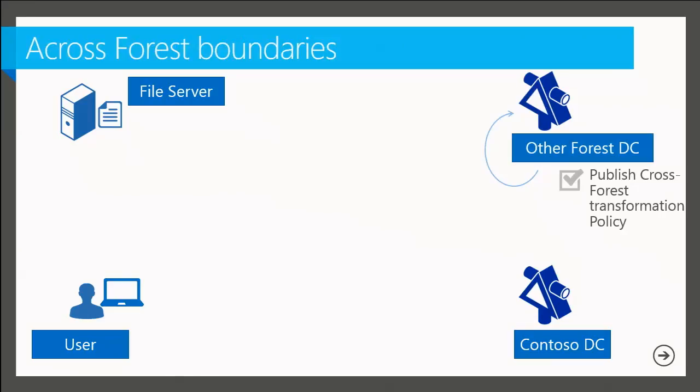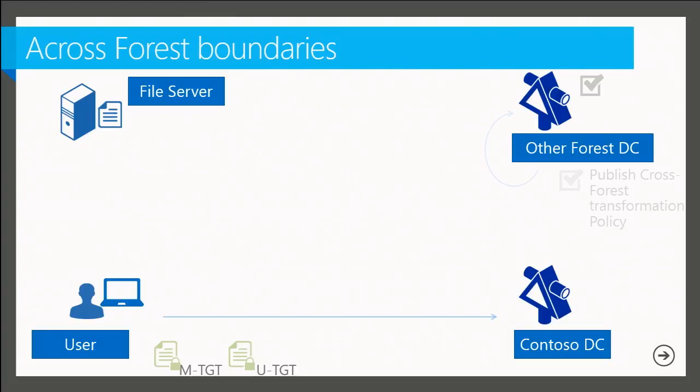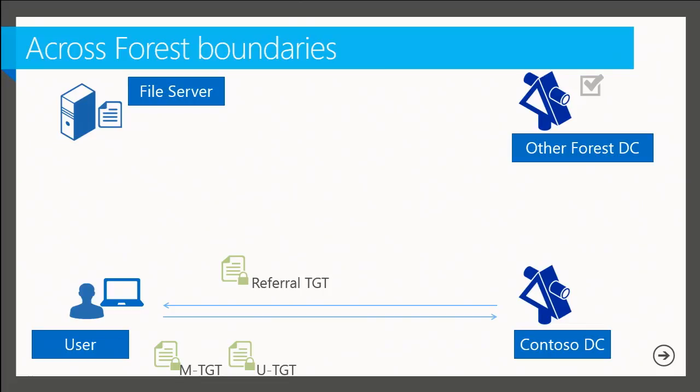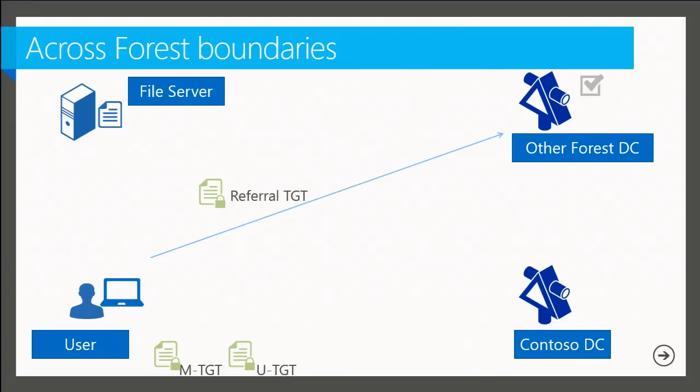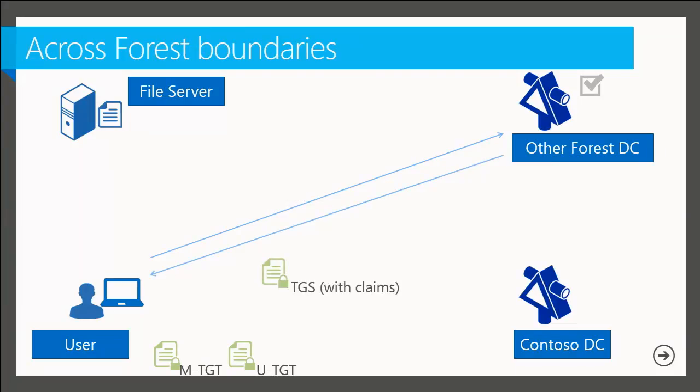Now, what happens when there's multiple forests involved? Well, we have the concept of a cross-forest transformation policy so that we can transform claims from one forest to another. We published the fact that the trusted forest has this kind of transformation policy. And when we go and request the TGS, et cetera, from our AD, we get back a referral TGT instead. The referral TGT then gets passed on to the trusted forest, which brings us back a TGS with claims, which we then, of course, pass on to the file server.